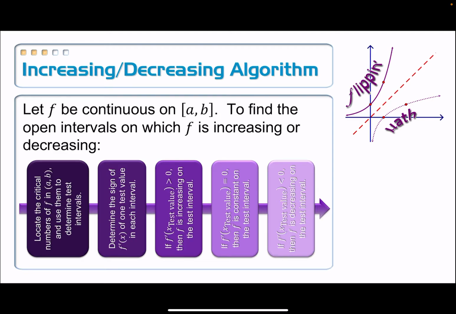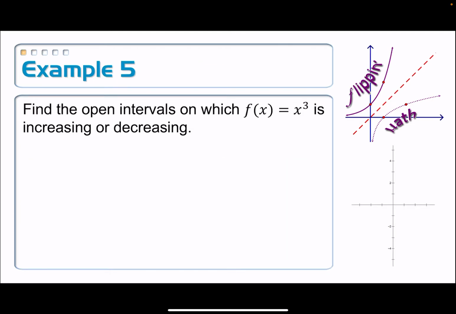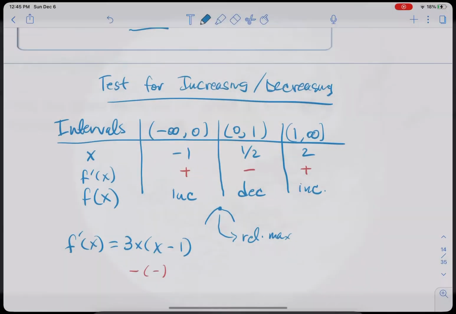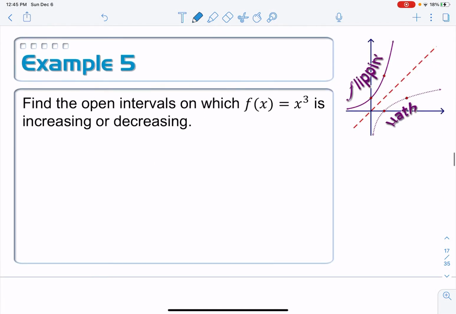All right, let's try this one more time on example 5. Find the open intervals on which f of x equaling x cubed is increasing or decreasing. This should be easy. Look at this. It's a cubic polynomial once again. All right. Where do I start? I start by taking the derivative. So f prime of x is equal to, I'm pretty sure, 3x squared. Okay. Now we need to find our critical numbers, setting that thing equal to 0. And I'm going to say that our critical number is only one of them, and its x is equal to 0, critical number.